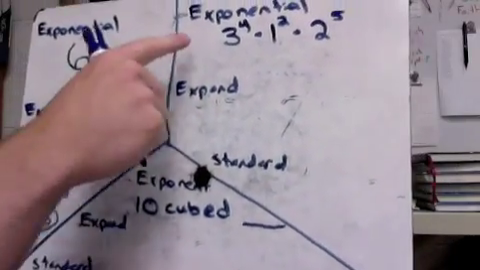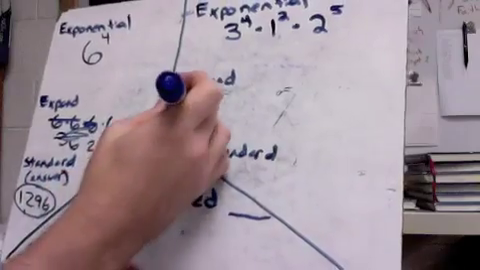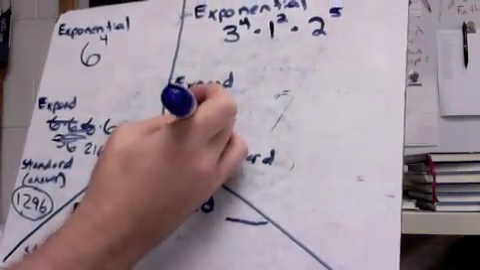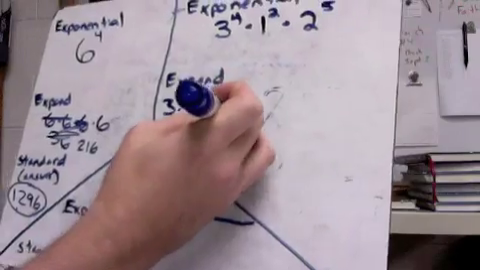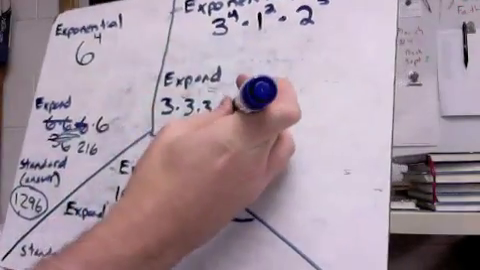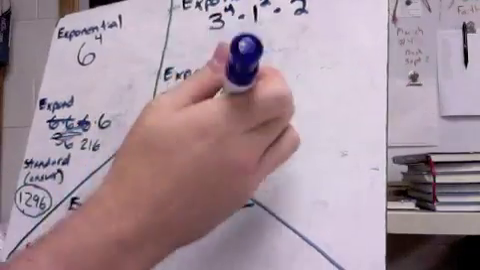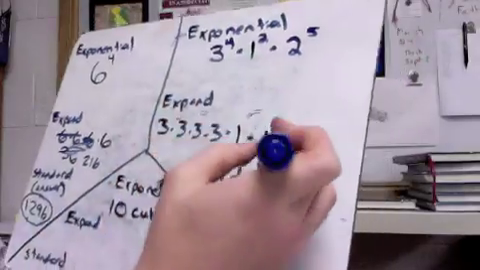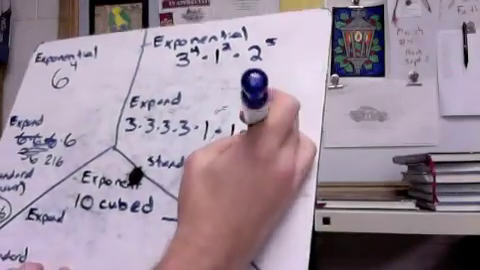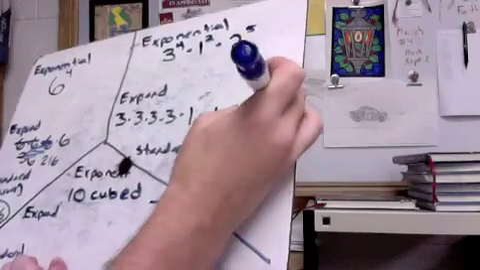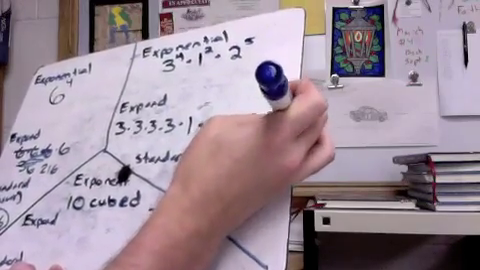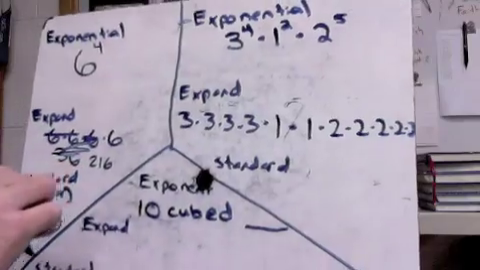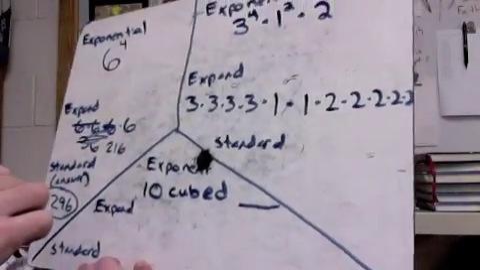Let's expand this out here. 3 to the 4th power. Let's start with that. That's 3 times 3 times 3 times 3 times 1 to the 2nd would be a couple of 1s. 2 to the 5th. I don't even know if I'm going to have room for this. Let's see. 2 times 2 times 2 times 2 times, just barely, times 2. 5 2s in there. Now we just need to do the problem.